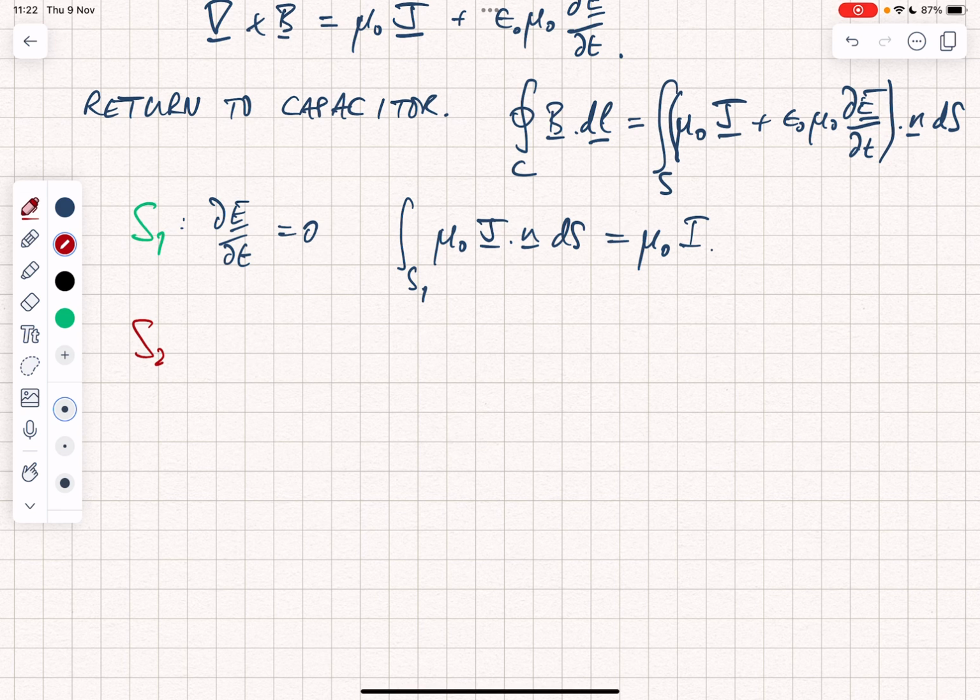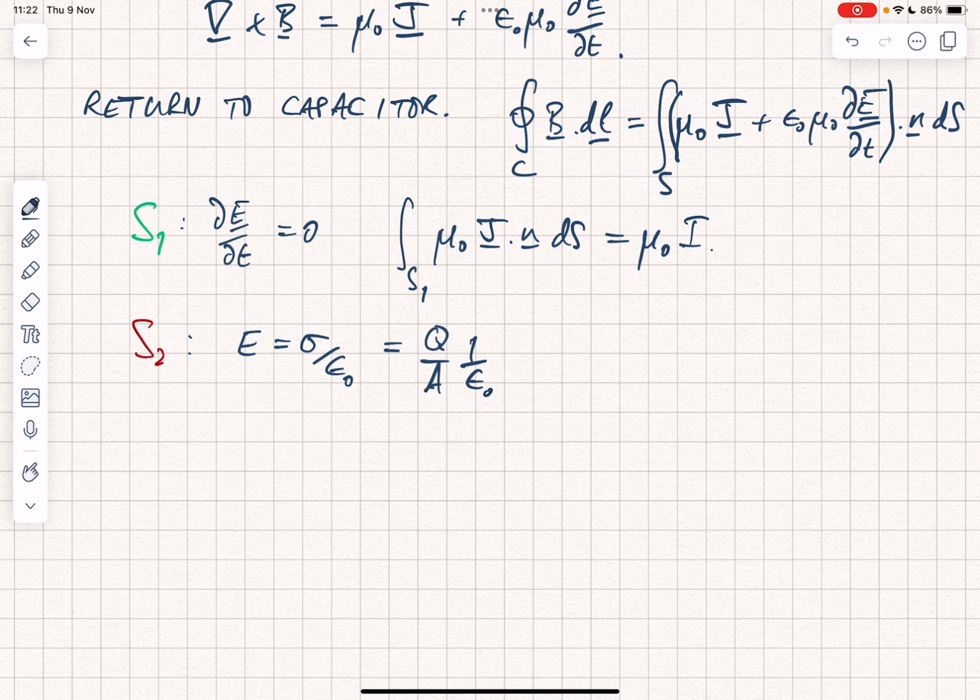What about surface 2? Well, this is where we would expect to see the change because we've added something in. So for surface 2, we have no current density, but we may well have a changing field. For a parallel plate capacitor, we know that the electric field, and notice I'm not doing vectors here because we've not defined directions, we could put a vector in if we wanted to, is equal to sigma over epsilon naught, where sigma is the surface charge, and if we have a total charge Q on the plates, that's going to be Q over A, the surface area of the plates, times 1 over epsilon naught.